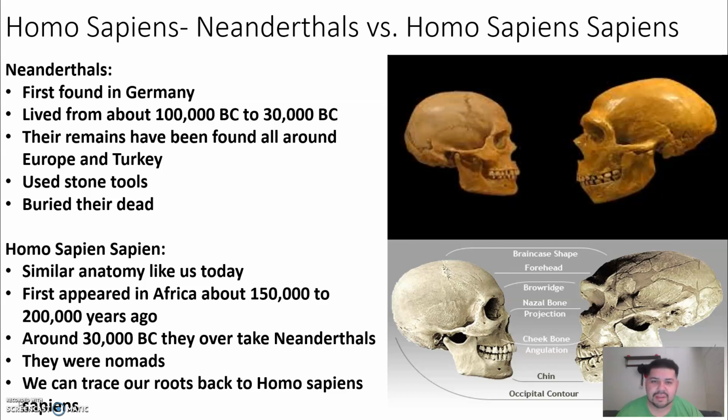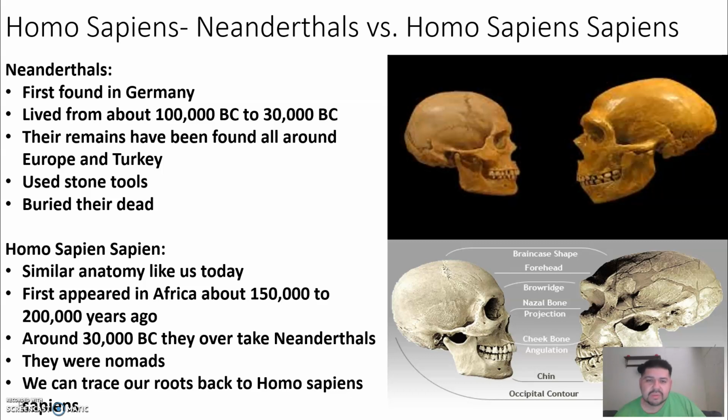So the other thing was Homo sapiens. Now, Homo sapiens have a similar anatomy to us. Okay, the Neanderthals were a little bit shorter, stockier, but the Homo sapiens basically had the same anatomy as us. They first appeared in Africa about 150,000 to 200,000 years ago. Around 30,000 BC, they sort of took over the Neanderthal. The thing is, no one knows for sure what happened, whether there was fighting, or they bred together, like a Neanderthal and Homo sapien got together, and then their kid was with the Homo sapien, and then their kid too had a relationship with the Homo sapien, and the Neanderthal gene just basically went away. We don't know.